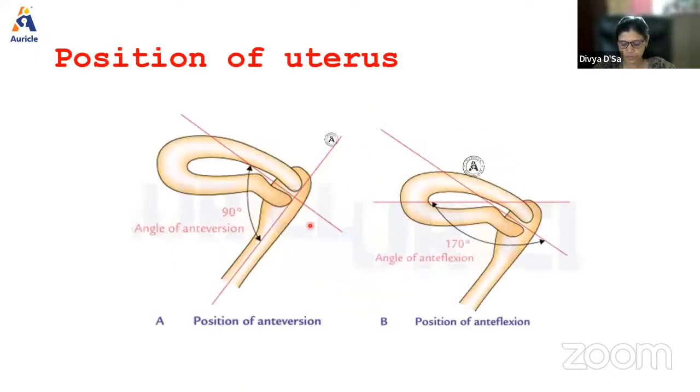Position of the uterus is very important. Normally the uterus is anteverted and anteflexed. We should know what we mean by anteversion and anteflexion. Anteversion is the forward angulation of the uterus. Basically it is the axis between the cervix and the vagina, and this measures about 90 degrees. So anteversion is the angle between the cervix and the vagina.